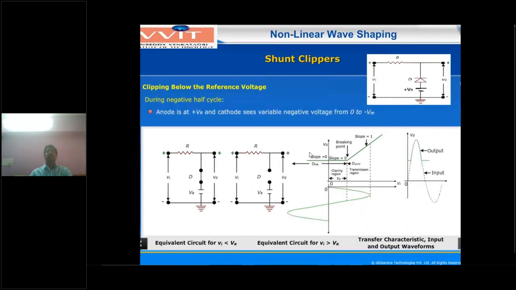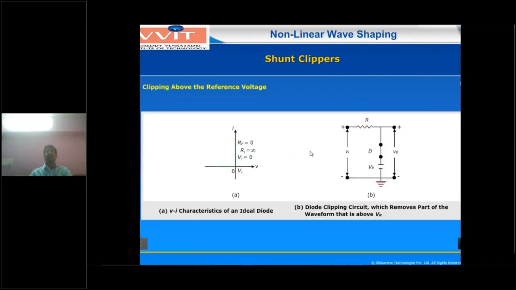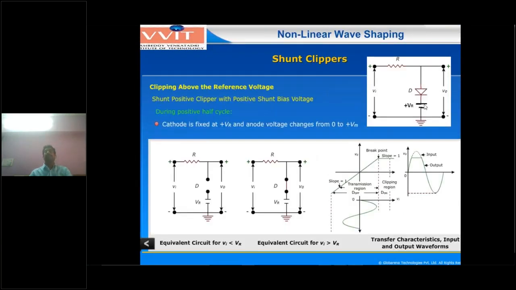Now another circuit: clipping above the reference level. See this one, the diode direction. Previously it was in reverse bias direction, now it will be in forward bias direction. Again there will be two conditions. What are the two conditions? First, Vi less than VR. Second, Vi greater than VR.